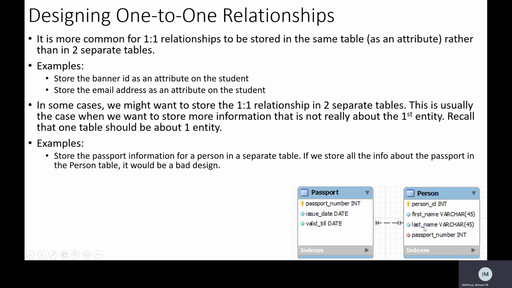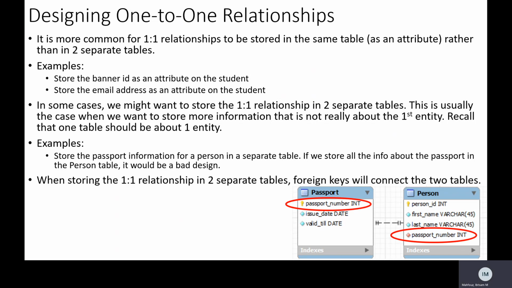Now, this is a design choice that you will have to make, but for one-to-one relationships, what I want you to know is that the information can be stored in the same table as just additional attributes and columns. Or if you really want to, because there's a lot of information related to some aspect like the passport, you can store that in a separate table.